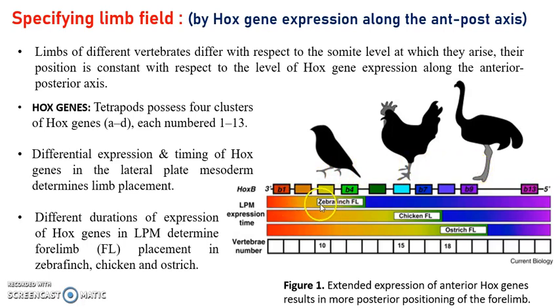For example, here in the zebra finch forelimb, the duration of the anterior Hox genes, that is the red yellow region, is quite shorter in comparison to the chicken, and longest in the ostrich. So this places the forelimb in different positions. For example, in zebra finch it is at the 10th vertebra, in chicken it is the 15th vertebra, and in ostrich it is the 18th vertebra.